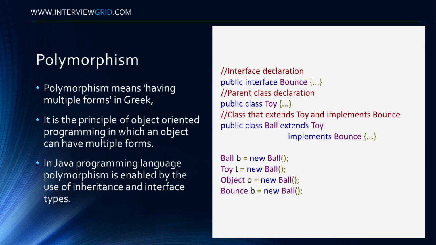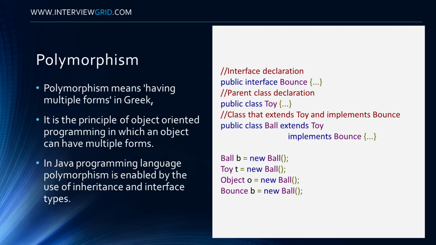Polymorphism. Polymorphism, which means having multiple forms in Greek, is the principle of object-oriented programming in which an object can have multiple forms. In Java programming language, polymorphism is enabled by the use of inheritance and interface types. Polymorphism is in effect whenever we use a parent class reference or interface type to refer to a child object. In Java programming language, any object that has more than one is-a relations is considered to be polymorphic.